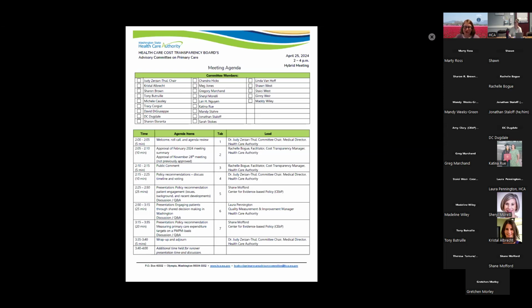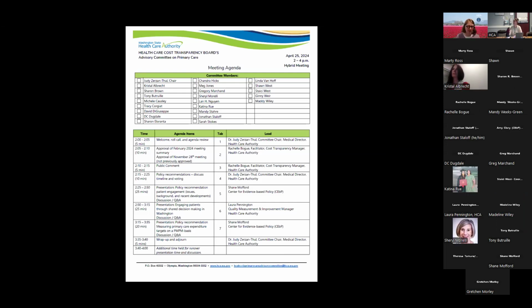We'll start with roll call and then we will vote to approve the meeting summary for the February committee meeting and also for the November one, which has not yet been approved. We missed that one the last time. Then we're going to open the floor for public comment. I am then going to talk about a quick rundown of our timeline for deep diving into each of these 7 policy recommendations and some of the plans about how we're going to bring recommendations to the cost boards.